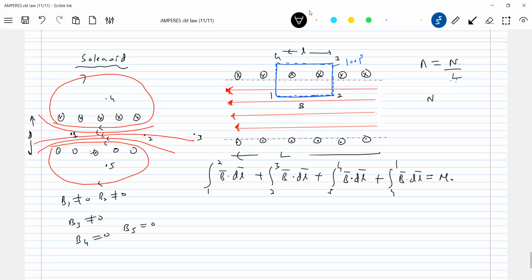So n dash by L should be equal to n l. So n dash equals n small l by capital L. We'll agree with this. So the number of turns enclosed by the plane curve, into I. Let I be the current. I'm showing that I here. So this is the net current enclosed. What is n dash? Number of turns.